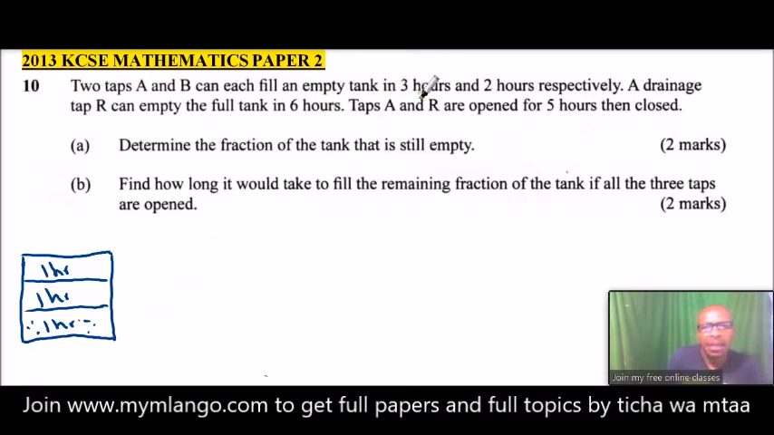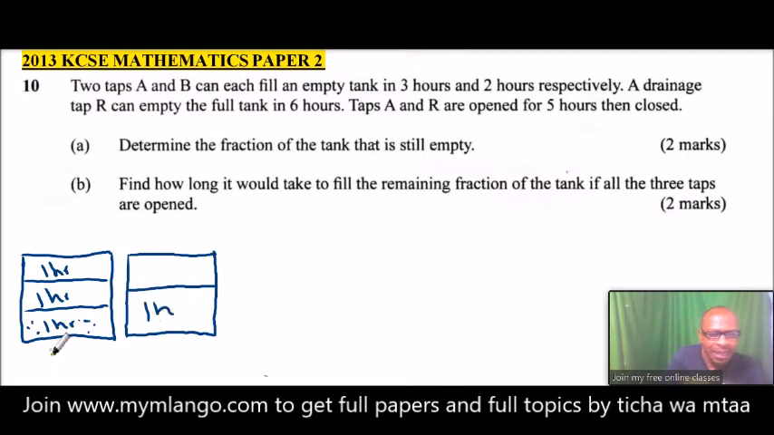Tap B fills the tank in 2 hours. Meaning, if we draw a sample tank just like this one, we divide it into 2 equal parts. Then this is tap A, this is tap B. In 1 hour, it will fill a half of that tank, and in 1 hour, it will fill the other half.